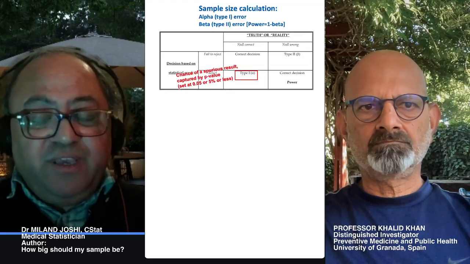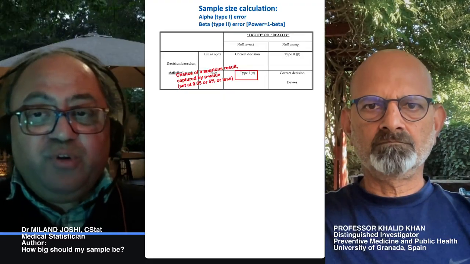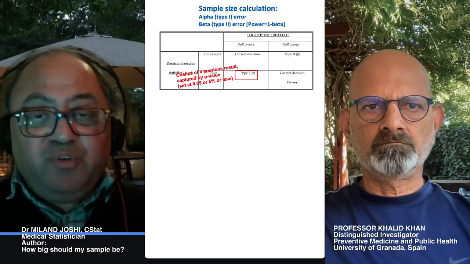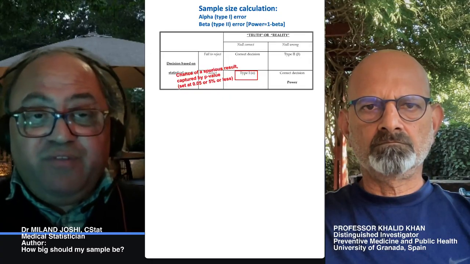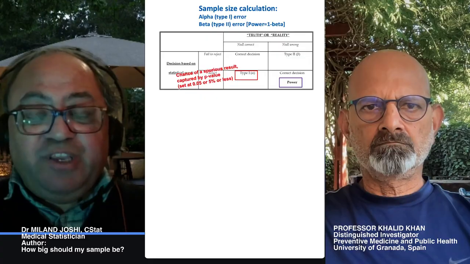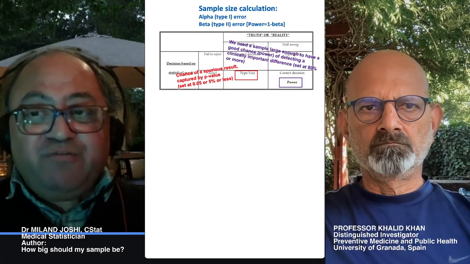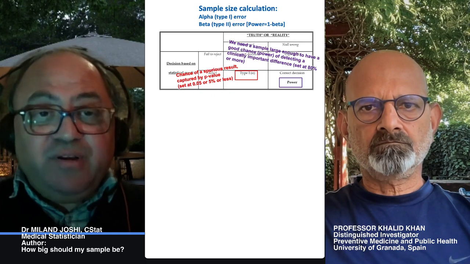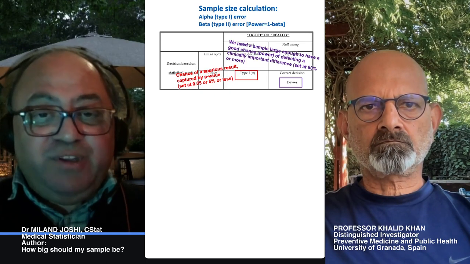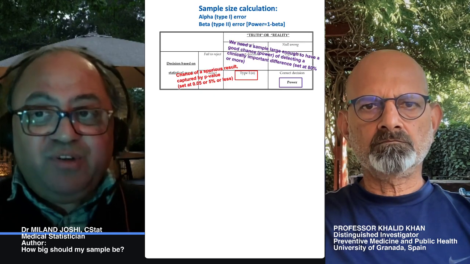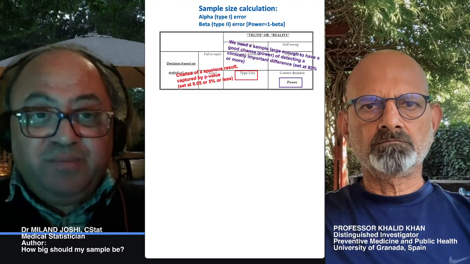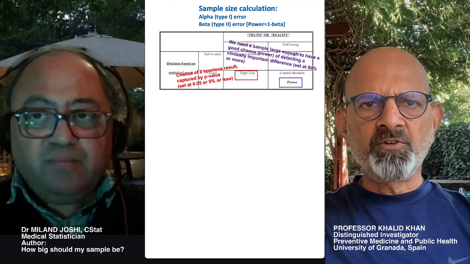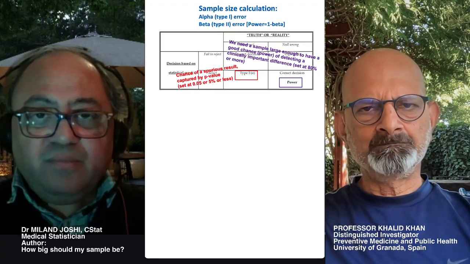And we want the chance of this to be as small as possible, typically 5% or less. On the other hand, the other error we wish to avoid is we don't want to miss anything. If there really is a clinically important difference between the two groups, then we wish to have a very high chance, 80% or more, of picking it up. And failure to do so is called a type 2 error. So power, that is the chance of picking up a difference, if it's there, that's clinically important, that's something we wish to maximize. Okay, so what is the relation, Milind, between type 2 error and power?